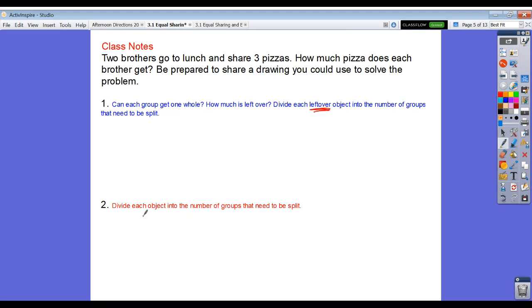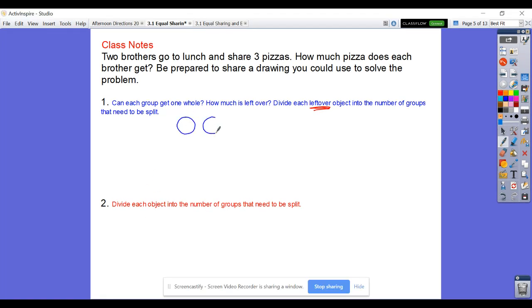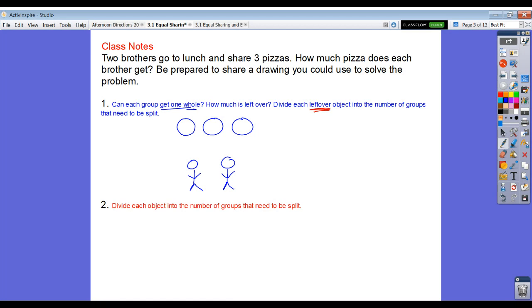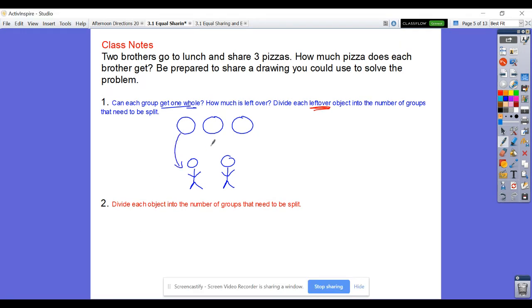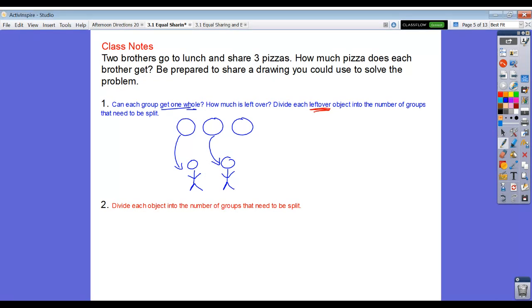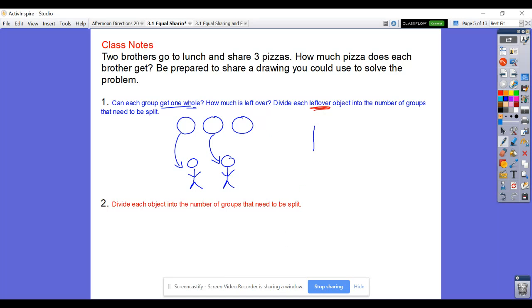So we had 3 pizzas, but only 2 brothers. So if we ask ourselves, is there enough that each group could get one whole? In this case, we have 3 pizzas and 2 brothers. Could each get one whole? Yeah, absolutely. They could each get one entire pizza. Their lucky day. I hope they're hungry, right? So they could each get one whole.